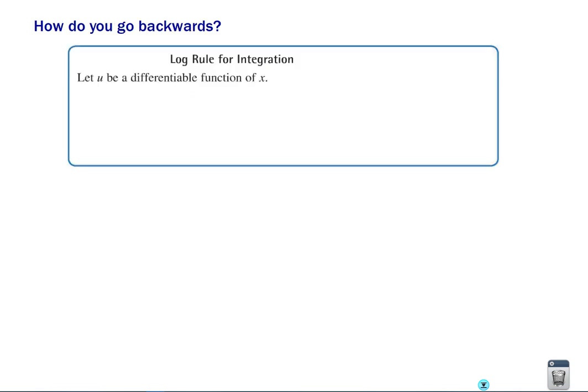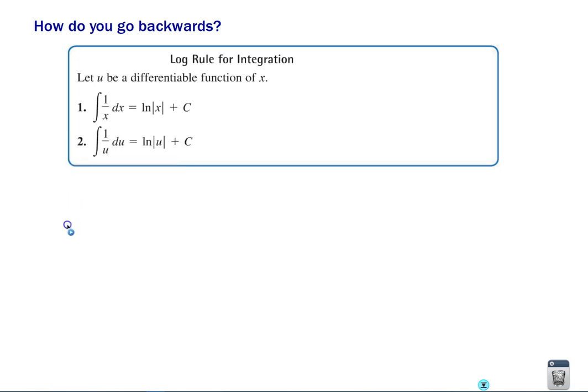So then the log rule for integration, if u is some differentiable function of x, okay, the first one I've got here is that the antiderivative of 1 over x dx is equal to natural log of the absolute value of x plus c. Now, when we take the derivative, the absolute value goes away, but when we take the integral of 1 over x, the absolute value comes back, which just makes sense. Whatever you do to go one direction, you have to do the exact opposite to go backwards. So the antiderivative of 1 over x dx is natural log of the absolute value of x plus c.